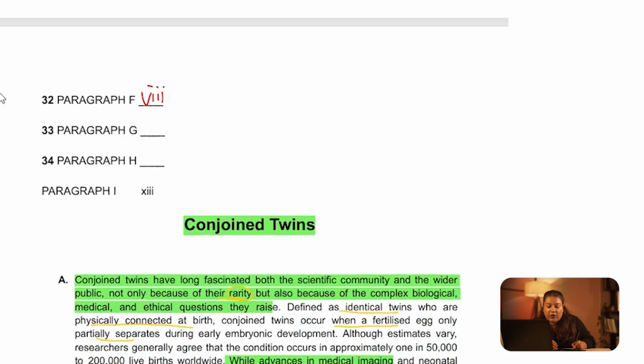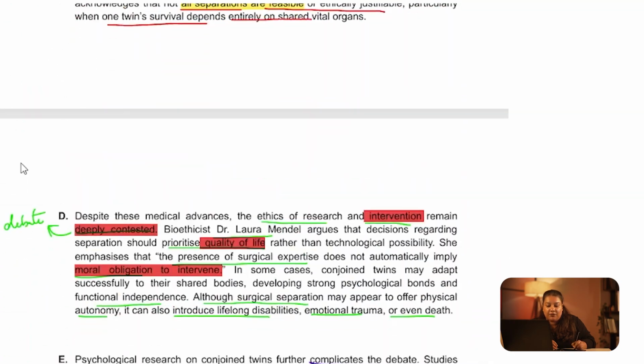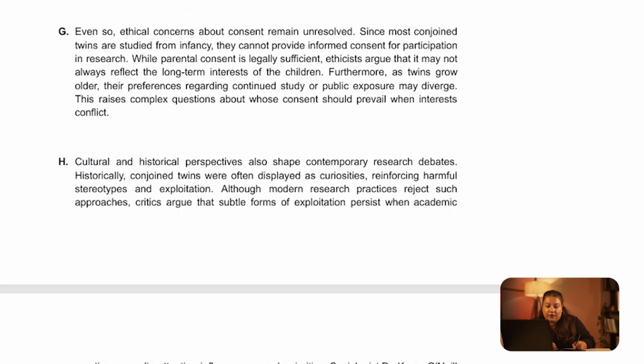Right. Let's move to question number 33, paragraph G. Even so, ethical concerns about consent remain unresolved. So we have keywords such as ethical concern about consent remain unresolved. And the last sentence, with additionally and furthermore adding information: as twins grow older, their preferences regarding continued study or public exposure may diverge. This raises complex questions about whose consent should prevail when interests conflict and cannot provide informed consent. Again, a keyword comes up repeatedly, ethical concerns over consent, informed consent. When they grow, whose consent should prevail? Because their interests are conflicting and have diverged.